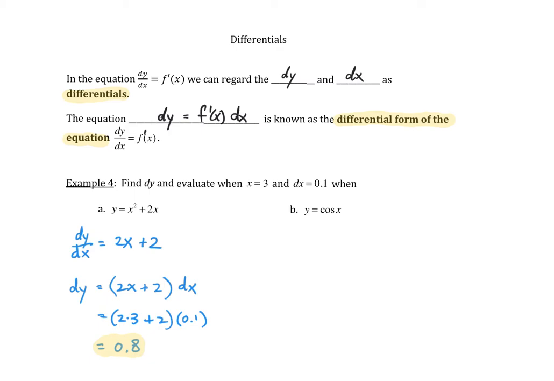Okay, let's take a look at example B together. I'm going to take the derivative of both sides, so I get dy/dx is equal to negative sine of x. I multiply both sides by dx because I'm treating the dy/dx as a quotient of differentials, and I get dy is equal to negative sine of x times dx. And when I plug in my point this time, this is going to give me negative sine of 3 times 0.1.